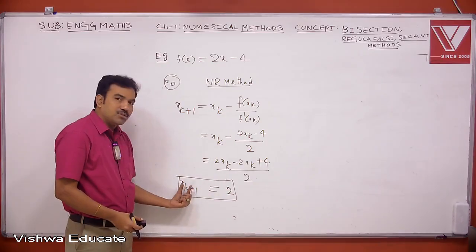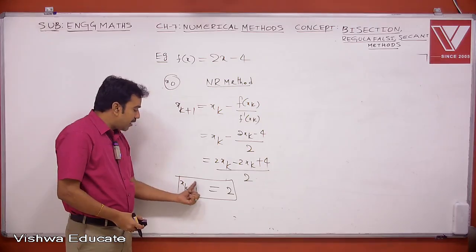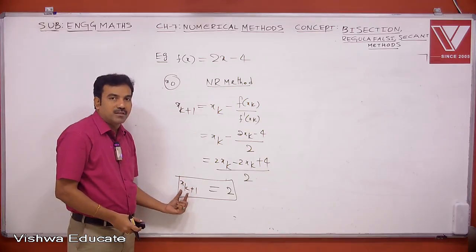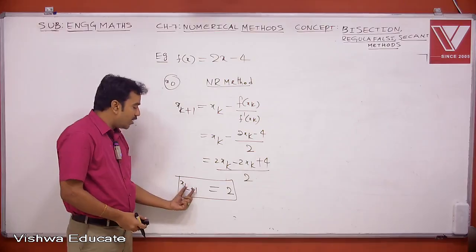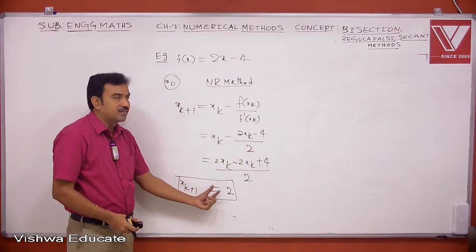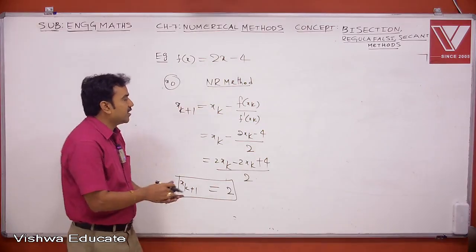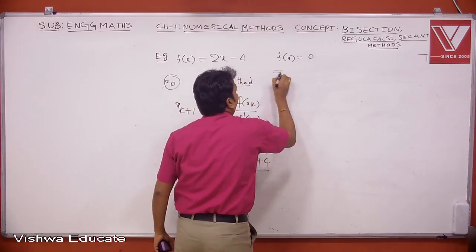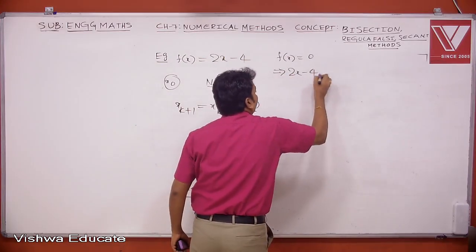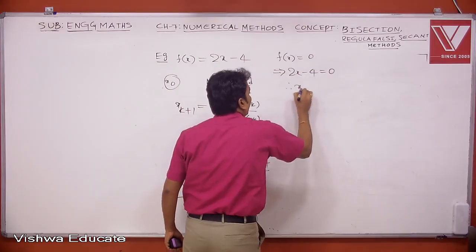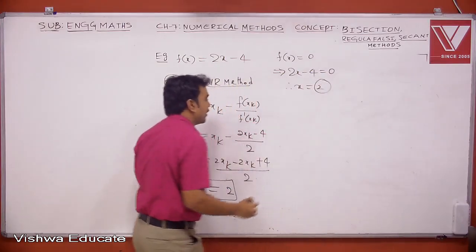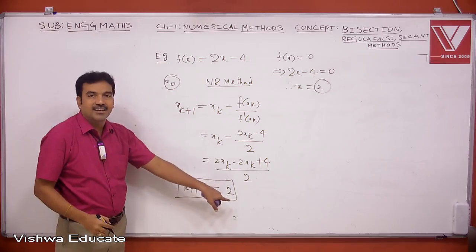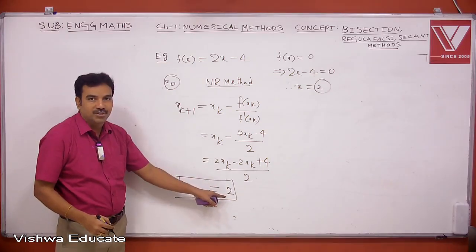What does x(k+1) represent? It is nothing but the value of the root in the k plus 1 iteration. Now what is the root of this equation? When you take f of x equal to 0, this implies 2x minus 4 equal to 0. Therefore the root of this equation is 2, which we got in the direct iteration itself.